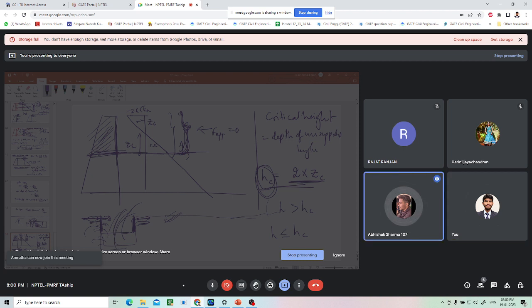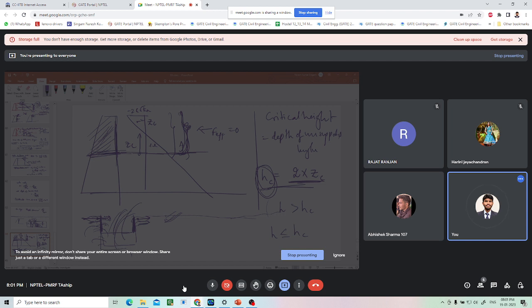Sir, I have a doubt. Yeah, tell me. Sir, just below the first layer, we take Ka2. Okay, sir, what does Ka2 signify on a practical basis? The horizontal pressure is reducing at that particular depth.